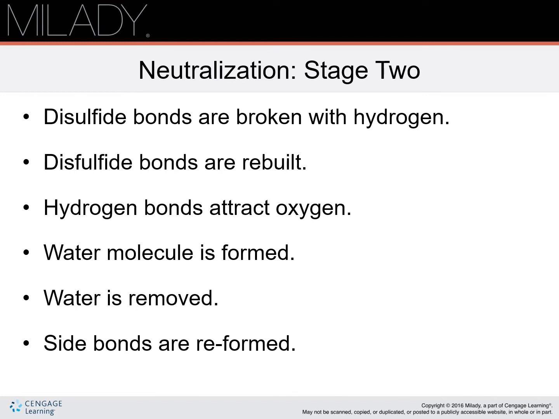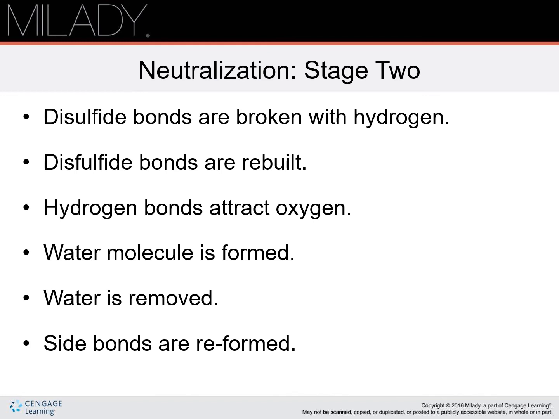Okay, stage 2 of neutralization. The disulfide bonds are now broken. The waving solution breaks the disulfide bonds by adding hydrogen atoms to the sulfur atoms in the disulfide bonds. Then the disulfide bonds are going to be rebuilt. That is what thioneutralization comes in and does. It rebuilds those disulfide bonds by removing extra hydrogen atoms.